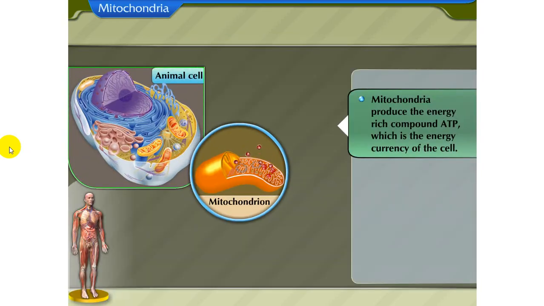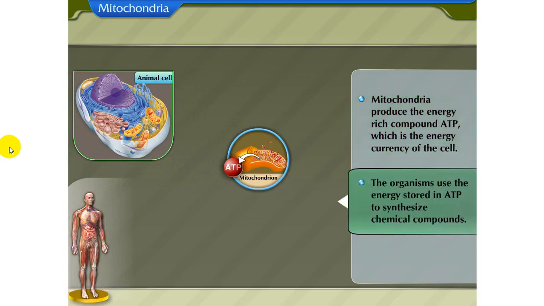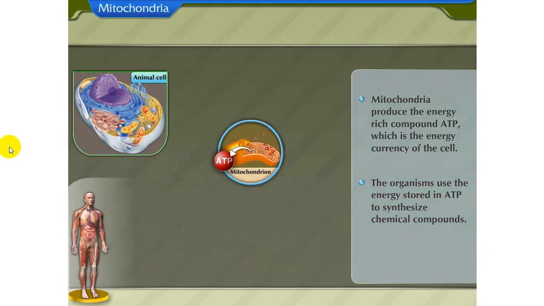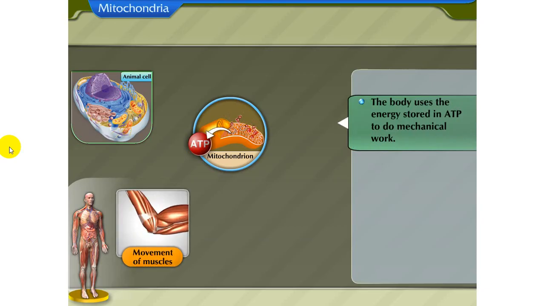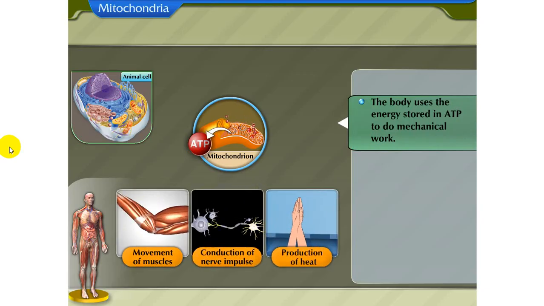Mitochondria produce the energy-rich compound ATP, which is the energy currency of the cell. The organisms use the energy stored in ATP to synthesize chemical compounds like proteins, carbohydrates, and lipids. The body uses the energy stored in ATP to do mechanical work such as movement of muscles, conduction of nerve impulses, production of heat, and other such activities.